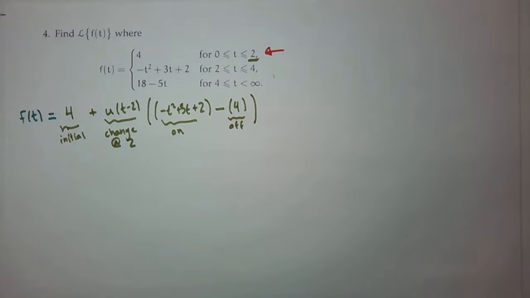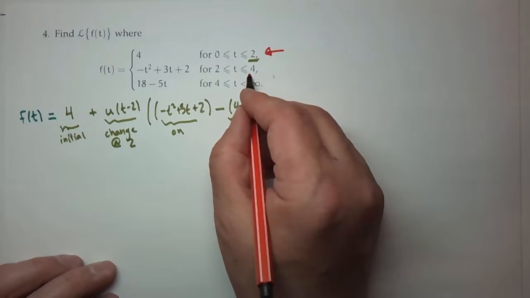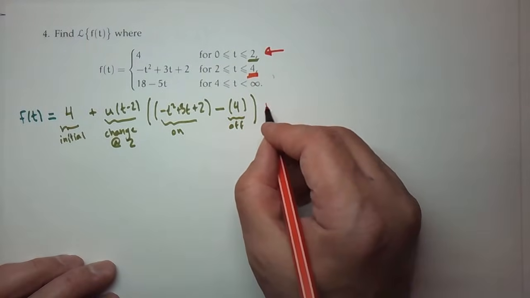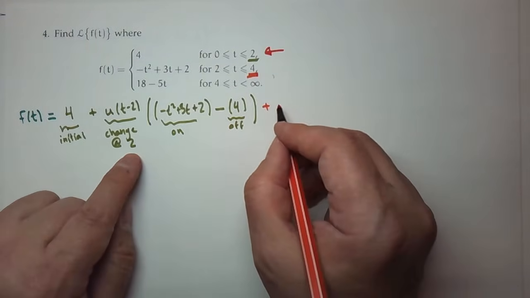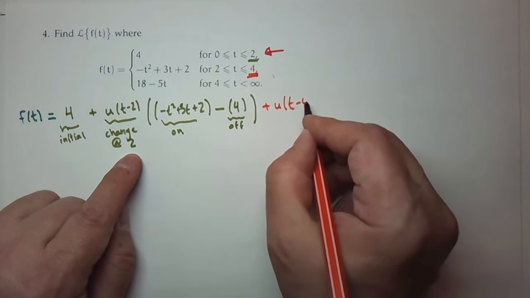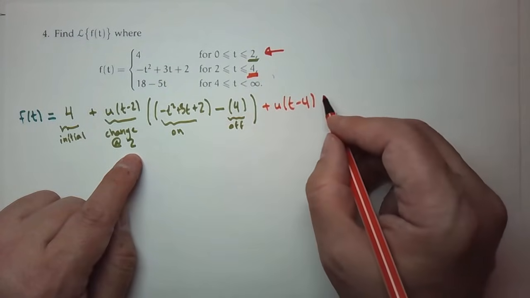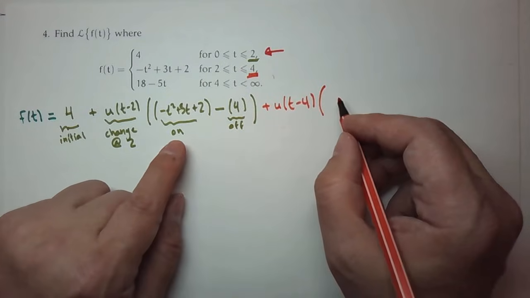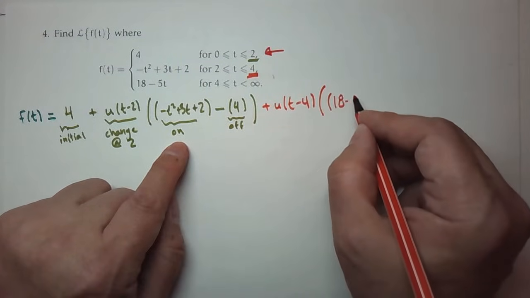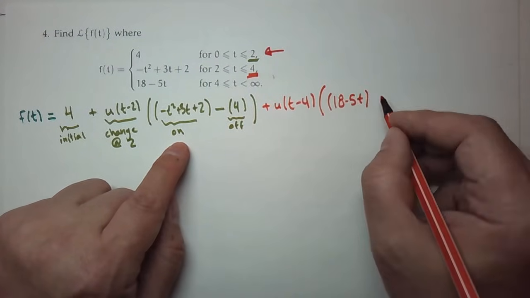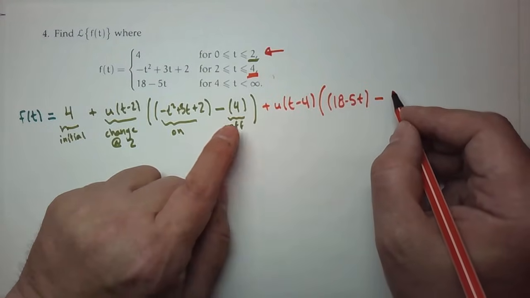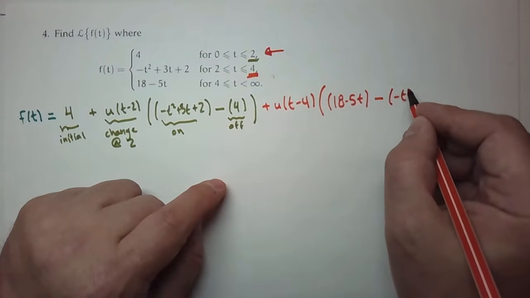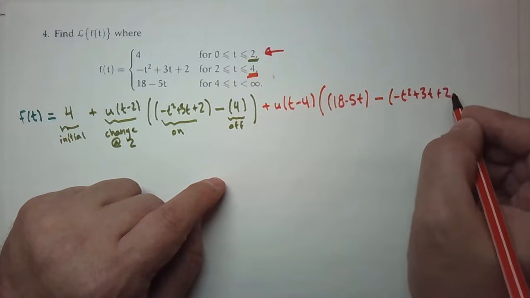So that handles the first transition at 2. Where's our next transition? 4. All right, so I won't write underneath everything, but u of t minus 4, something happens at time 4. What comes after? We're turning on 18 subtract 5t. What came before? We're turning off. So in this case, the before is the minus t squared plus 3t plus 2.